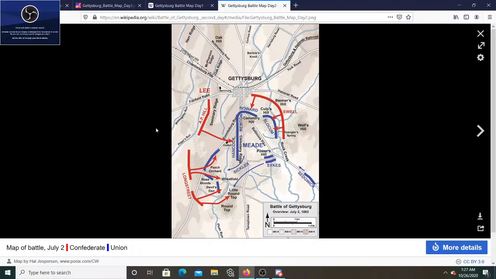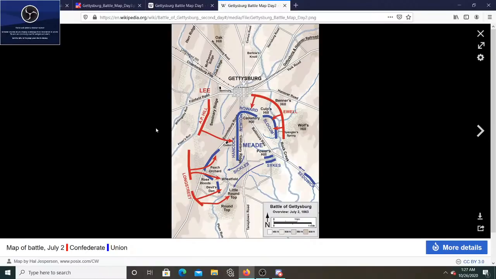Ewell will attack with Edward Johnson's division. That's one of the problems that Ewell has, though, is that Ewell had three divisions. He had Early, Rodes, and Johnson. Rodes had been chewed up on July 1st, so Rodes isn't too involved.